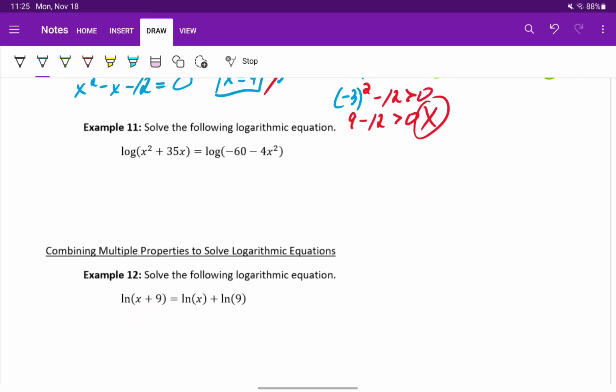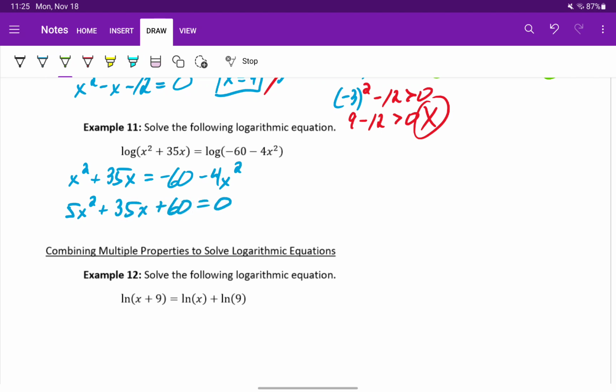In example 11, we have the same bases for our logs, so we can set these equal to each other to get x squared plus 35x equals negative 60 minus 4x squared. Adding both of those terms on the right-hand side over to the left-hand side will give us 5x squared plus 35x plus 60 is equal to 0. Factoring out our GCF of 5, we'll have 5 times x squared plus 7x plus 12 is equal to 0.